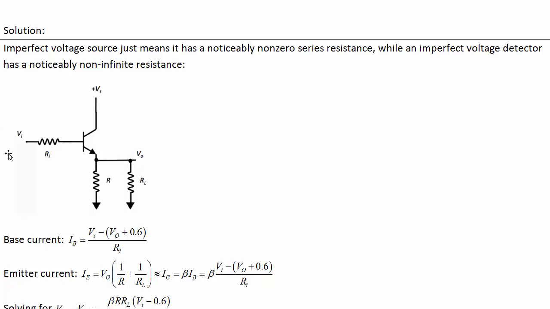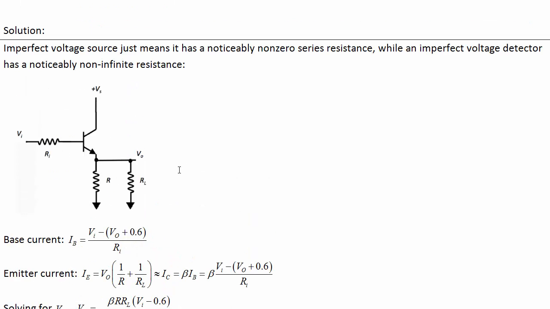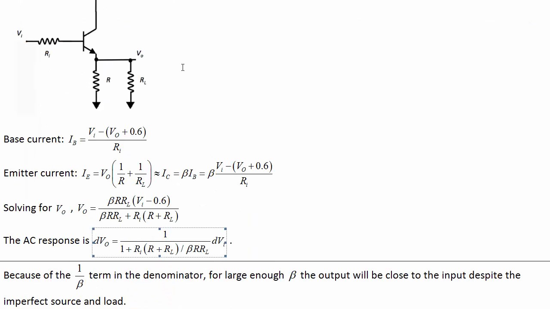just follows the input voltage change, even though you've got this weird stuff like a resistor for an imperfect voltage supply and this load for an imperfect voltage detector. So that's great. The higher beta is, the better the transistor follower just transmits the input to the output. The 0.6 voltage drop doesn't even matter in AC.